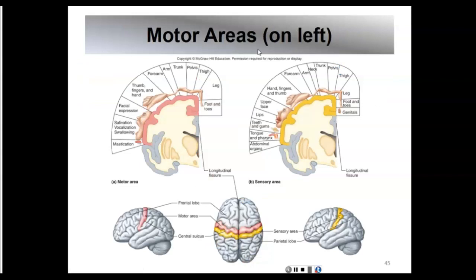Here's that exact same picture. We were looking at sensory over here, now motor. This map is pretty similar. Motor input out to the muscles is originating for the toe and foot here, leg, thigh, pelvis, arm, trunk, forearm, hand, and facial expression, and mastication. This is all large neural output there.